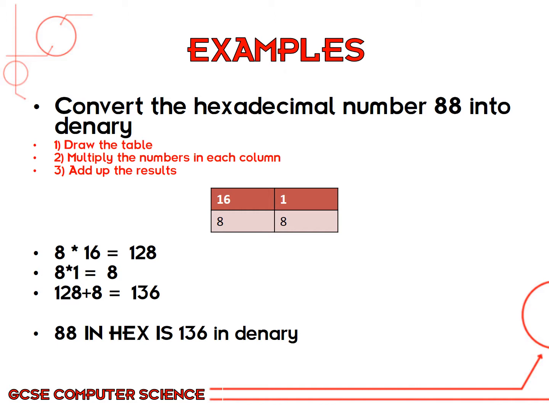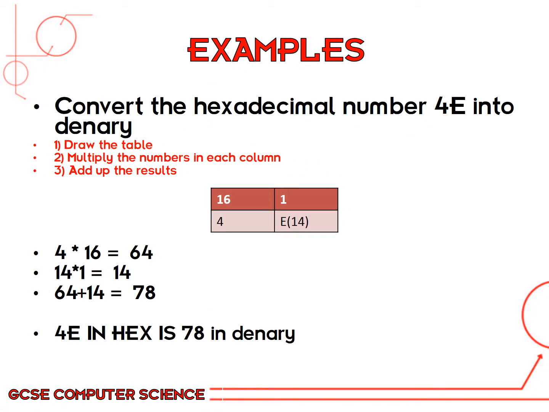What we do now is we multiply the numbers together. So 8 times 16 is the first one starting from the left. 16 and 8, we multiply them together. The answer is 128. Do the same again. 8 times 1, because there's a 1 and an 8, is 8. You add the two results together, so 128 plus 8, and you get 136 as a total. So 88 in hex is 136 in denary.